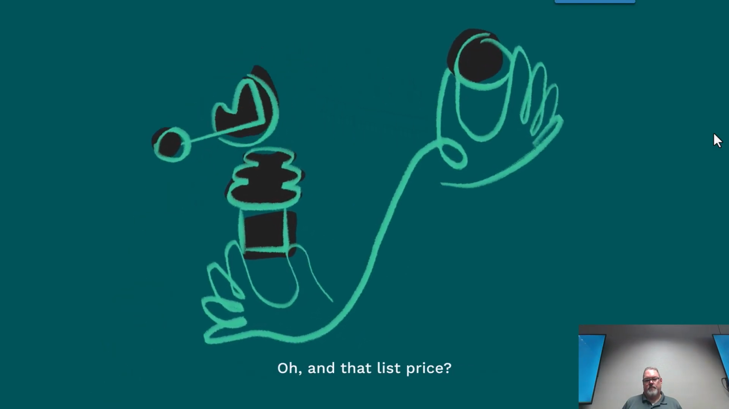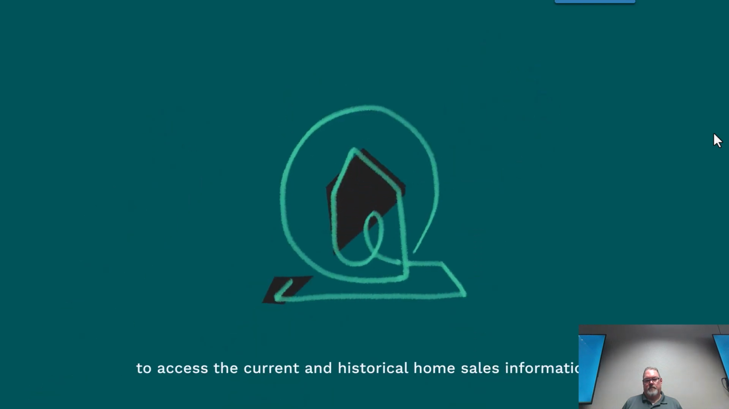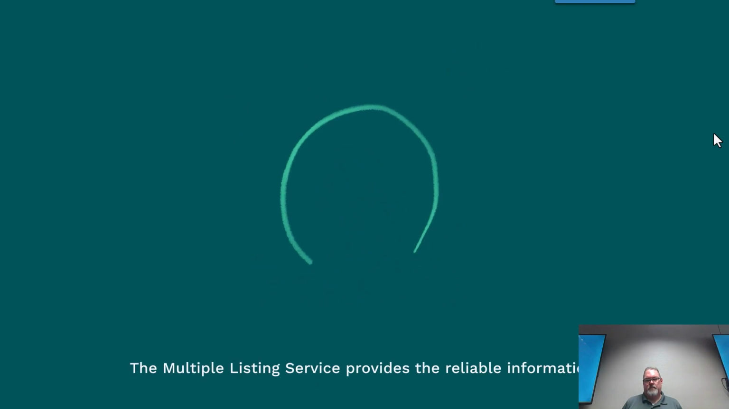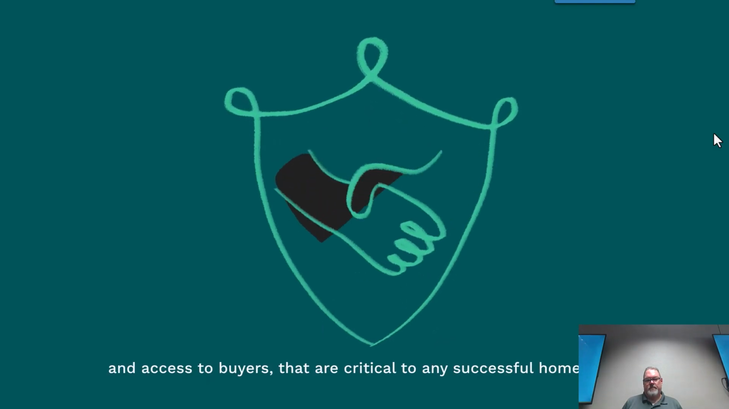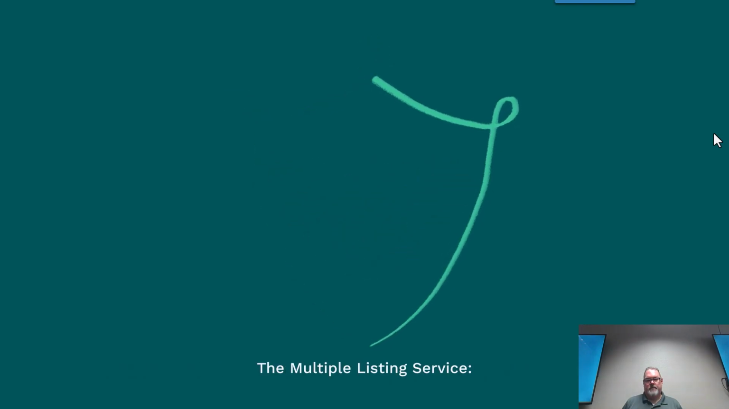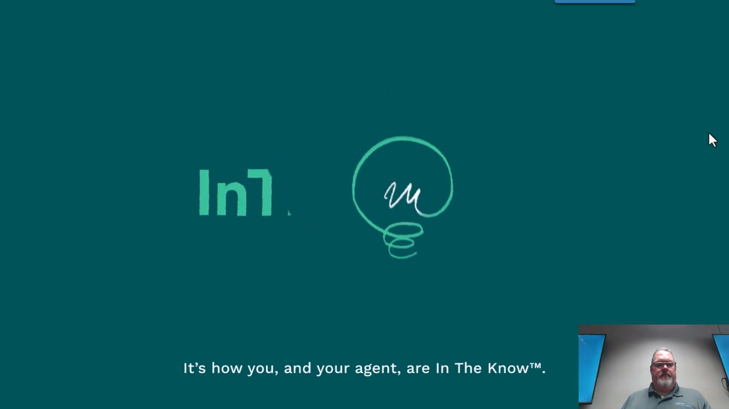Oh, and that list price? Your agent will use the multiple listing service to access the current and historical home sales information needed to help you make a smart decision. The multiple listing service provides the reliable information and access to buyers that are critical to any successful home sale. The multiple listing service. It's how you and your agent are in the know.